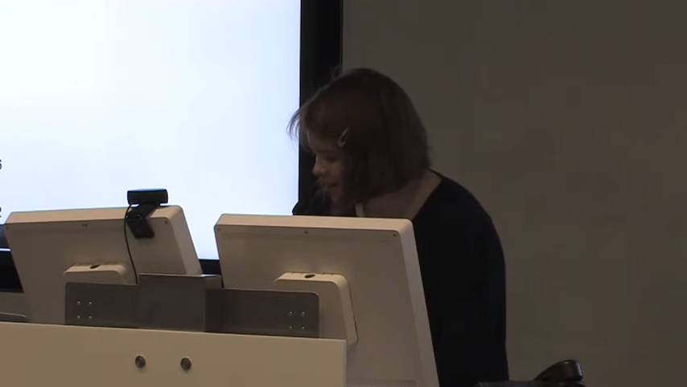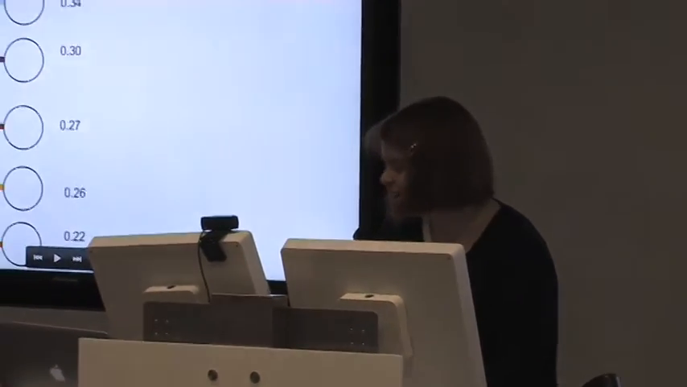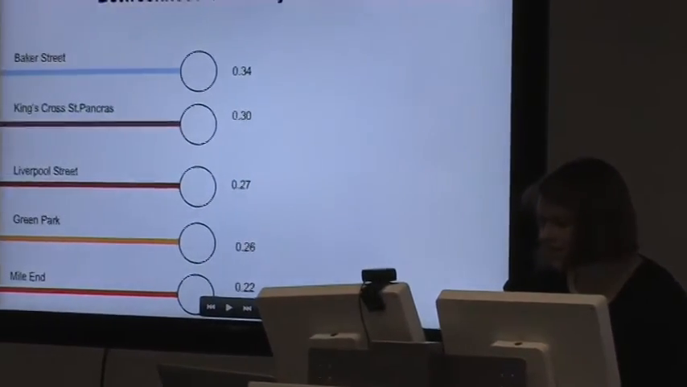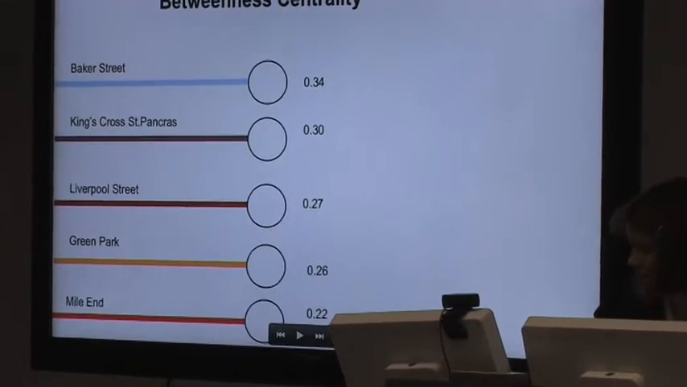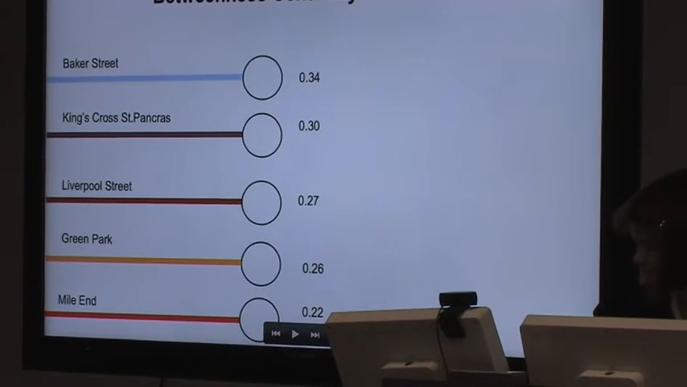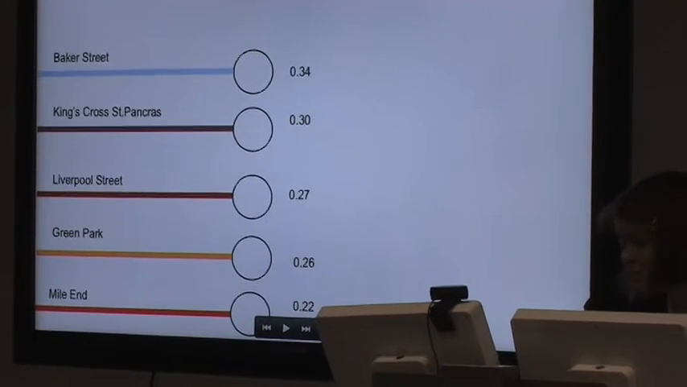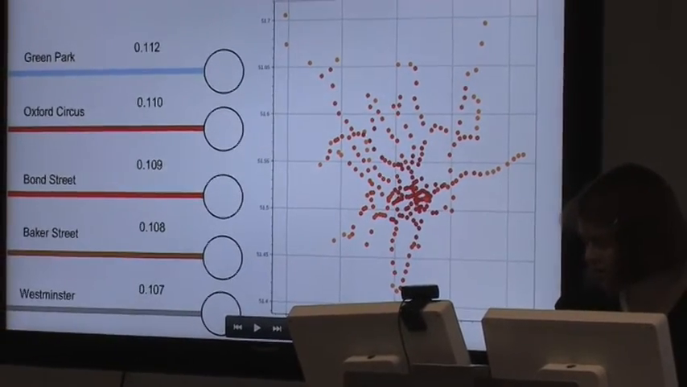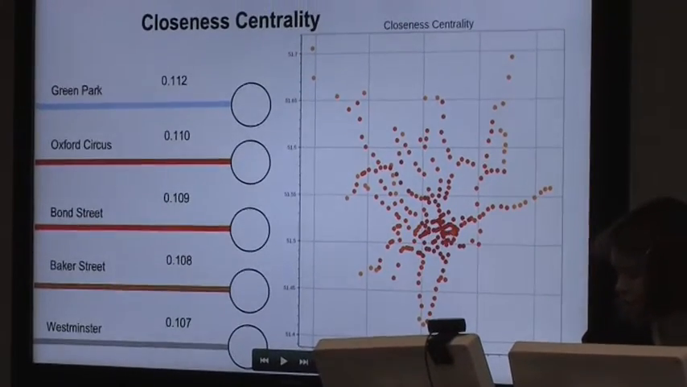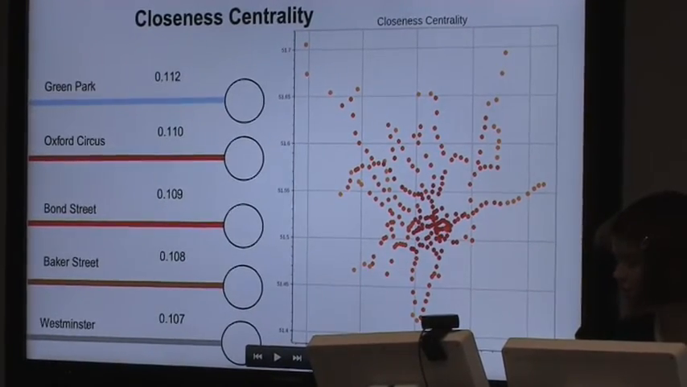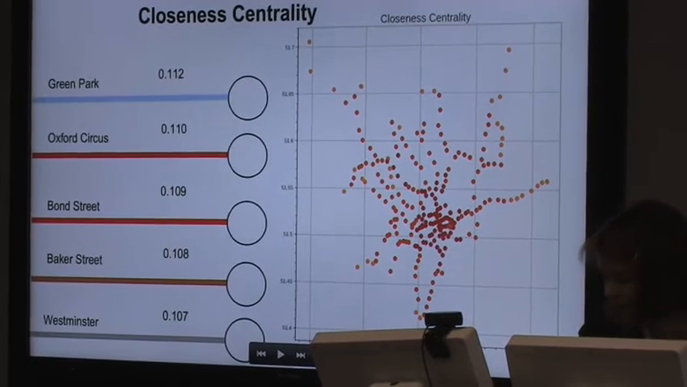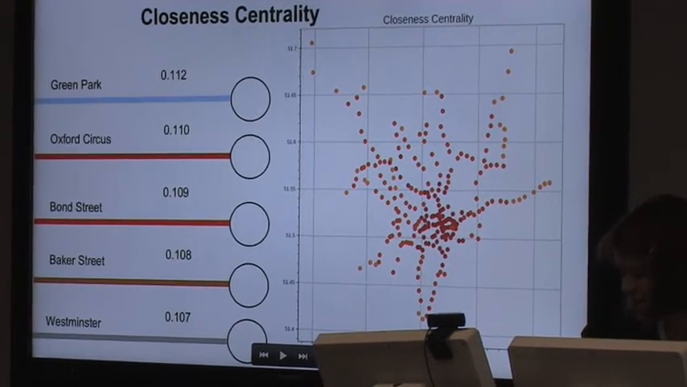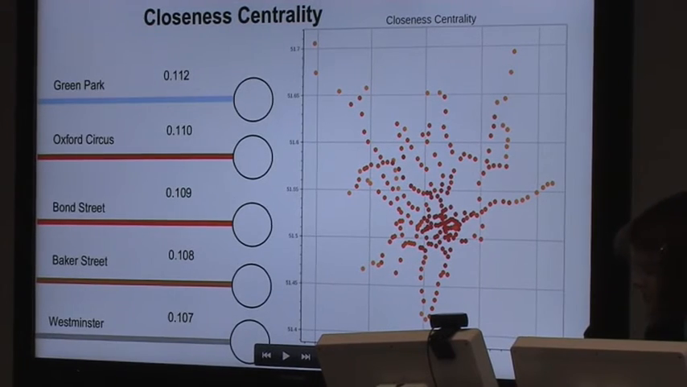Anyway, when we sort the values, we see that the top stations for betweenness centrality are, as expected, Baker Street, King's Cross, and Liverpool Street. And I have to confess, Mile End is a bit weird, but it's quite far east, so I don't really see any rational, intuitive reason why it would be high on this list, but it is. Then closeness centrality, which, I'll remind you, basically measures how close, on average, a node is to all other nodes in the network, and the list looks quite different. This time the top stations are Green Park, Oxford Circus, and Bond Street.